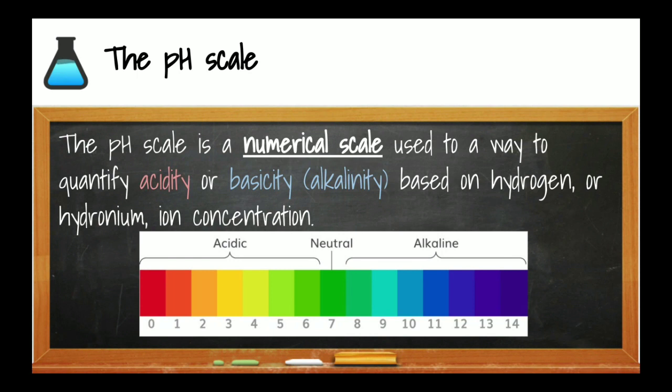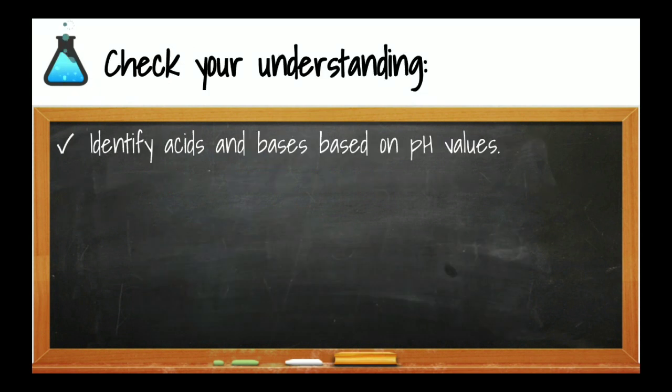As a review, we know that the pH scale is a scale that shows acidity as any substance that has a pH of 7 or lower, and basicity as any substance that has a pH greater than 7. The pH of 7 is neutral, and as we deviate farther away from the 7, we will have stronger solutions. So the lower the pH, the more acidic, and the higher the pH, the more alkaline. By now, you should be able to identify acids and bases based on their pH value. This is review.